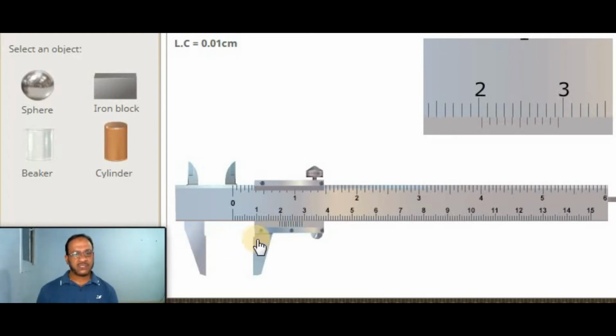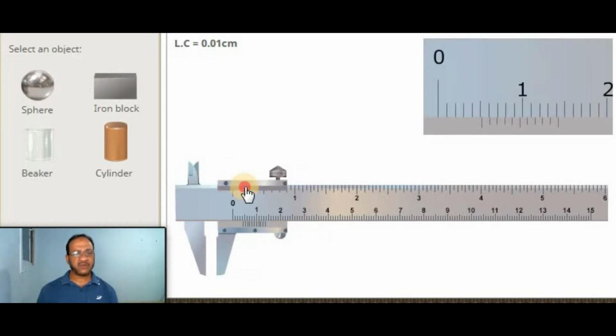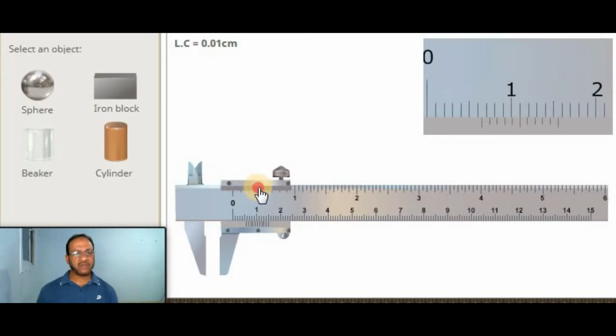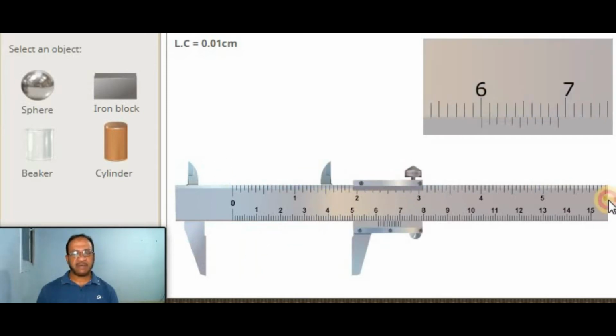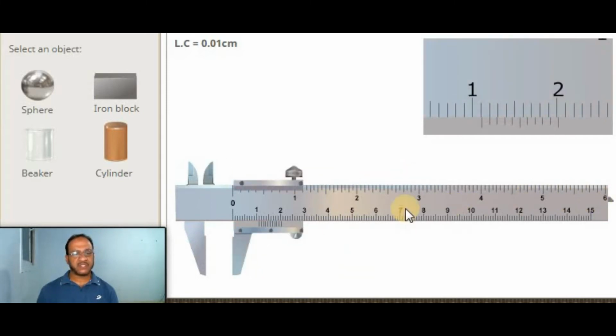And there are two jaws. This is one jaw for measuring the outer diameter and outer dimensions of objects. This one, the upper one, is for measuring the inner dimensions, for example the inner diameter of a beaker. Okay, and one more is there at the back side. You can see there is a strip here at the back side. This strip is used for measuring the depth of a beaker.